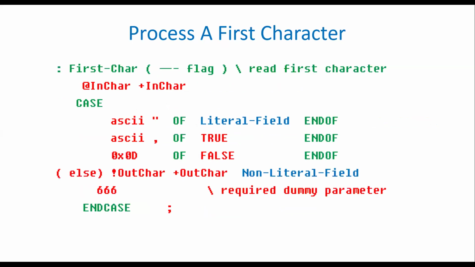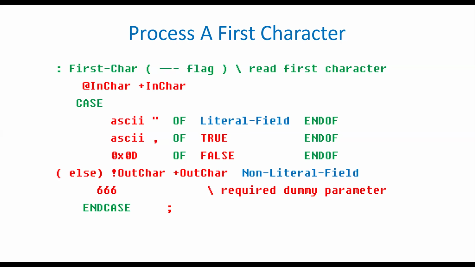So the node that processes the first character, the fetch in character and plus in character, fetches that character and then increments to the next character and then passes that to the case statement. So that first character is tested against ASCII quote. If it is an ASCII quote, the of portion executes and it calls literal field. If instead it encounters an ASCII comma, it executes true. If a hex 0D is encountered, it executes false. Just back to that driving control program.